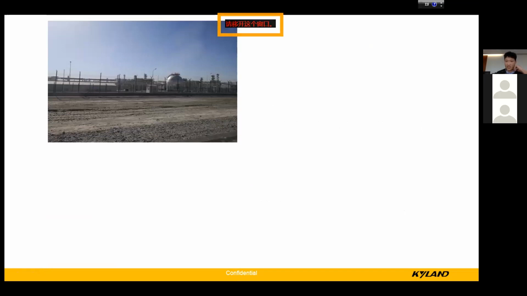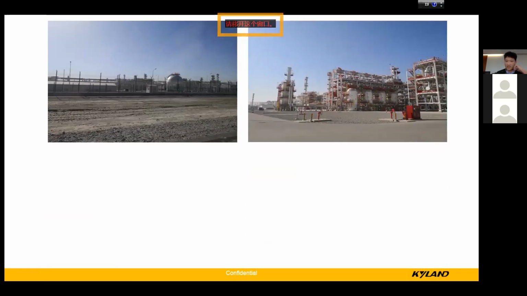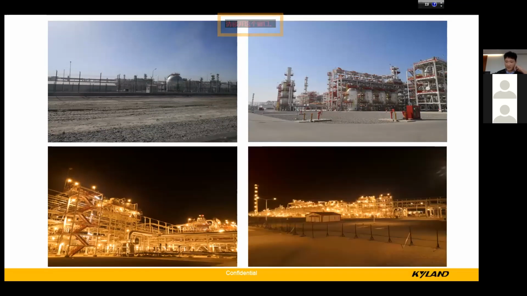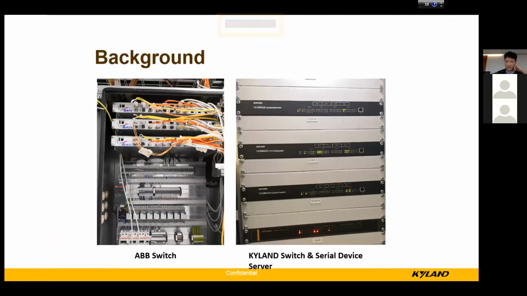Here are some pictures for the project, and here are some pictures at night. And here are some photos of the cabinet. You can see here is the ABB switch, and here is our KYLAND switch. The top three are the Ethernet switches, and this is the serial server DGA6.